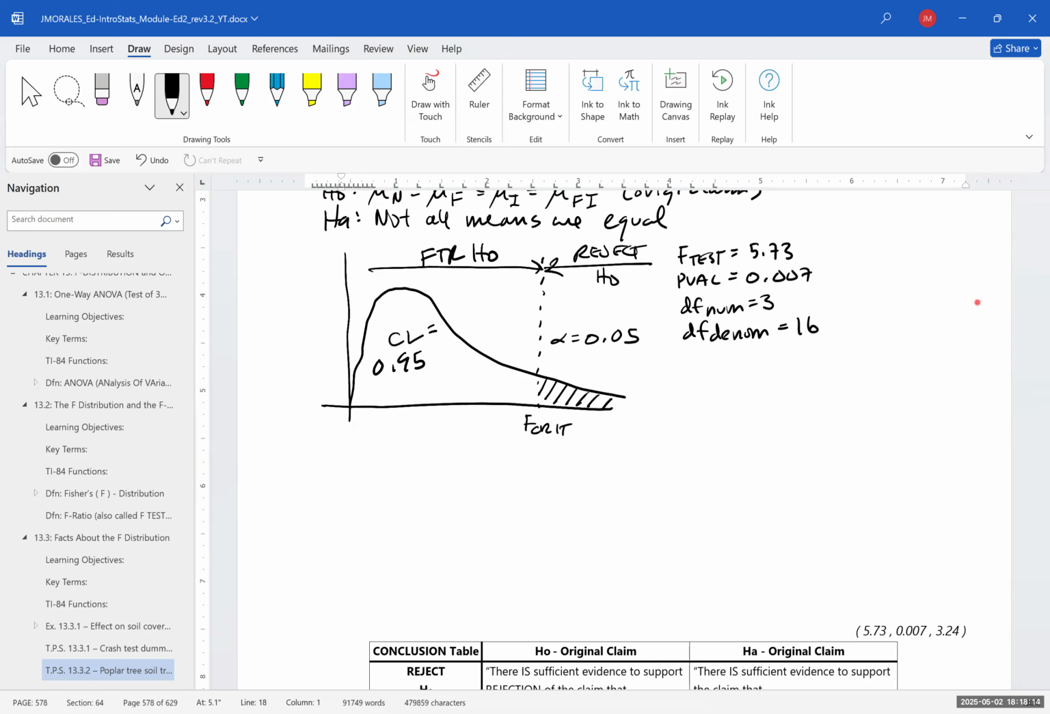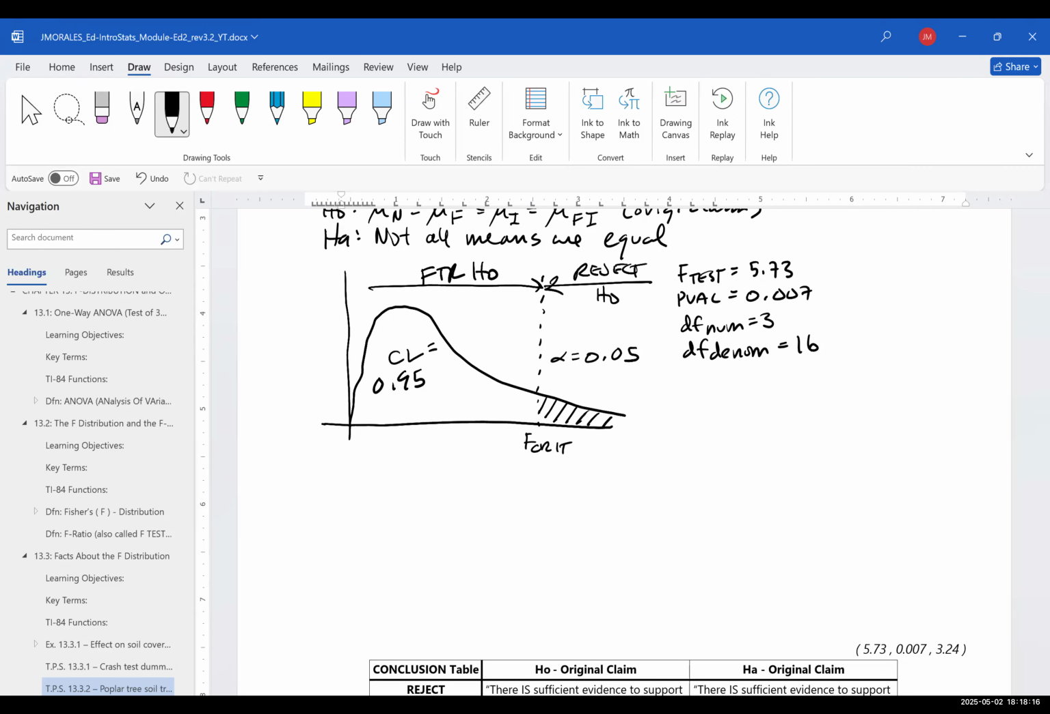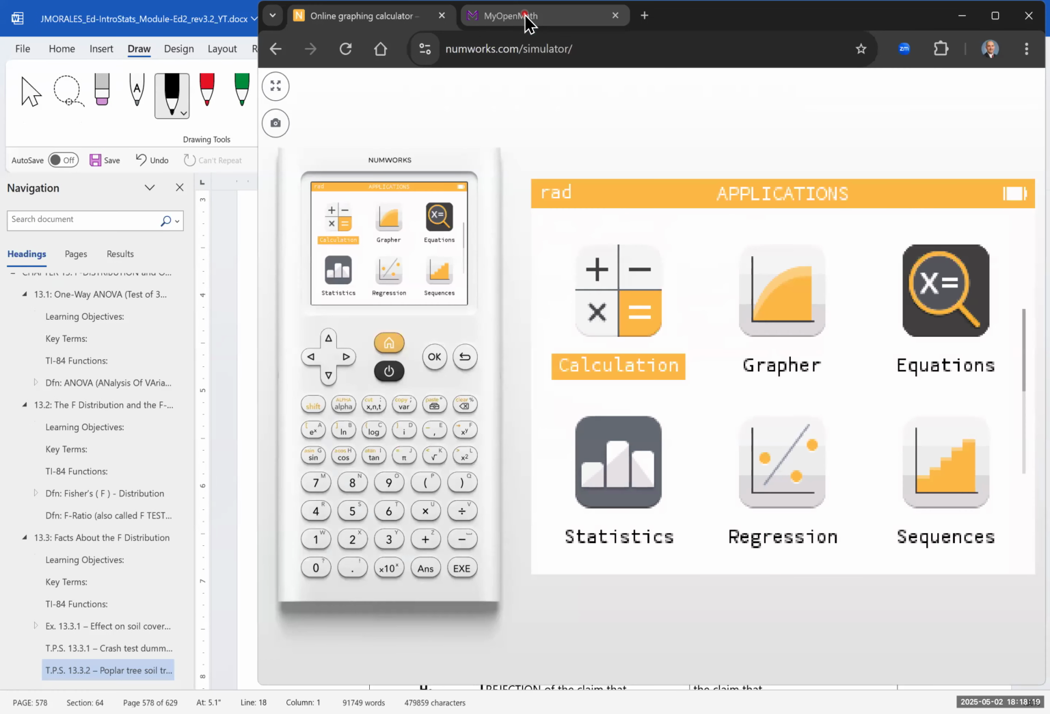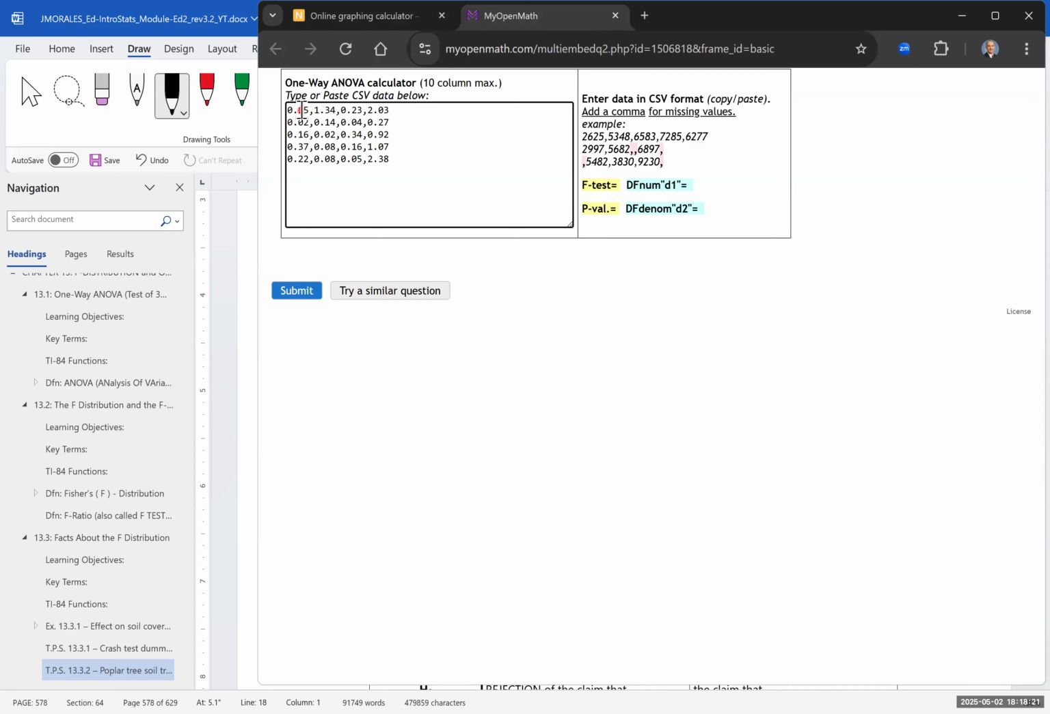All right, let's check that with the NumWorks equivalent. So we'll go over to MyOpenMath. And you can see I put in the values as they pretty much occurred in the table itself. So going across the top, this was row 1 for no treatment, 0.15, fertilizer, 1.34, irrigation, 0.23, and fertilizer and irrigation, 2.03. So I put a comma in between each column.